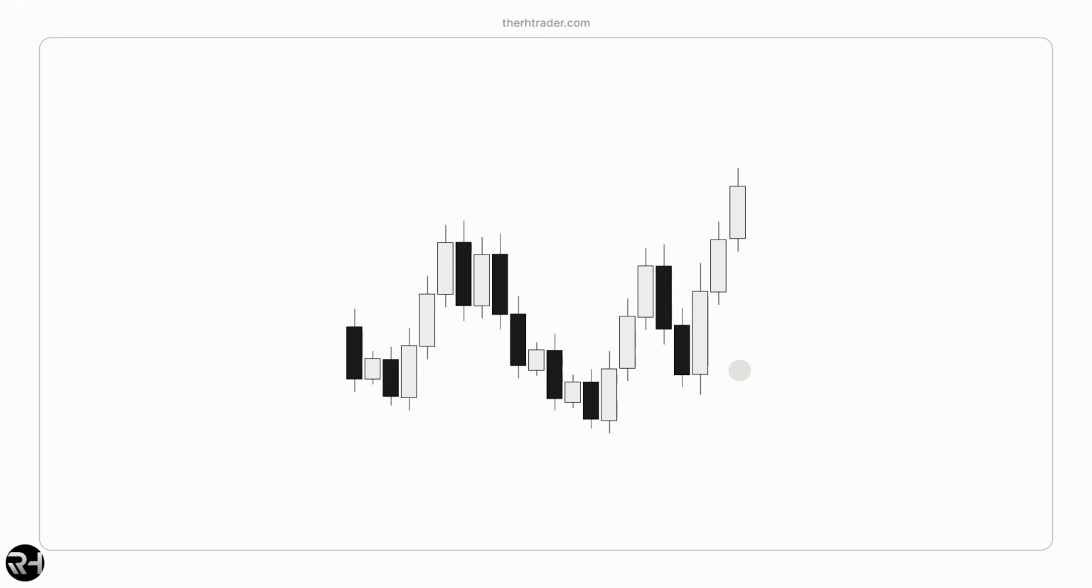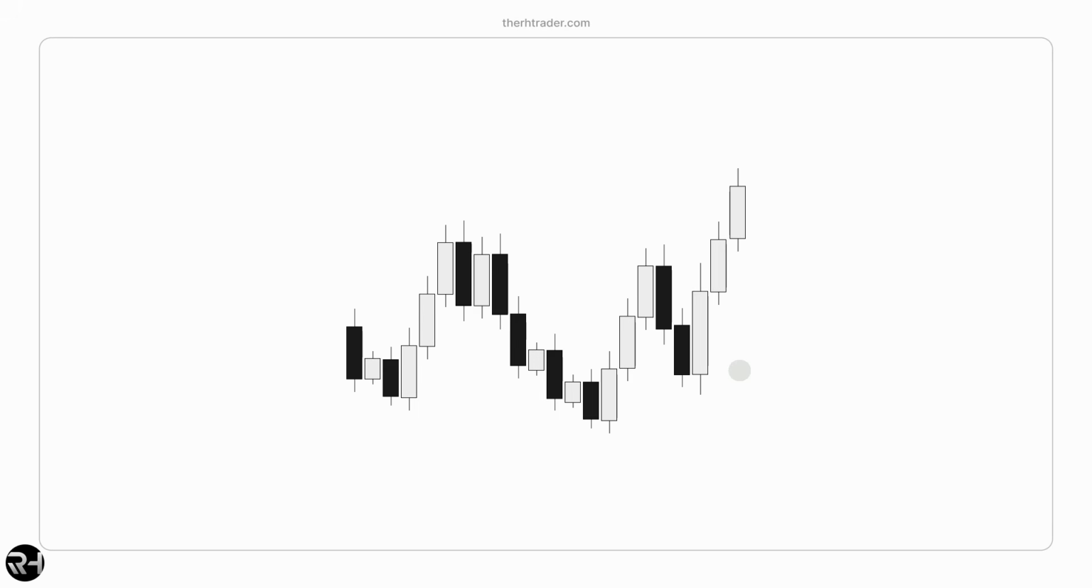In this video, we're diving deep into one of the most misunderstood but powerful concepts, order blocks. Now, I'm not just going to tell you what they are, I'll show you how to identify them, when to trust them, and most importantly, when to ignore them. So if you've ever marked a block, waited for price to return to it, and then watched it completely disrespect your level, then this video is for you.